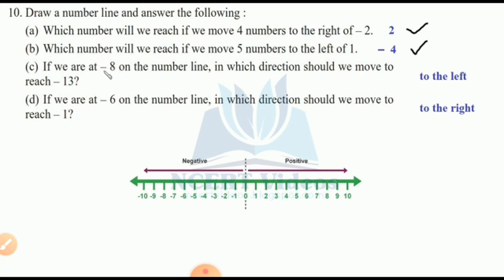Same way, second. Which number will we reach if we move 5 numbers to the left of 1? 1 से 5 step left side जाने का बेटा. तो 0, -1, -2, -3, -4. Correct. If we are at -8 on the number line, in which direction should we move to reach -13? कौन सी साइड पे जाएंगे बेटा? लेफ्ट साइड पे. If we are at -6 on the number line, in which direction should we move to reach -1? Right side. Easy.